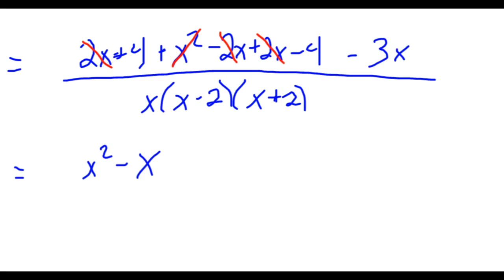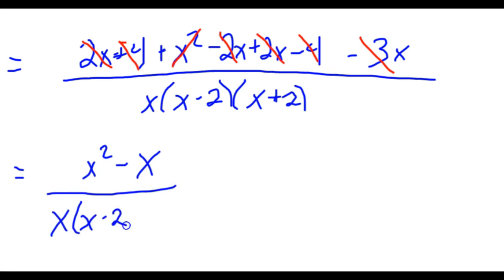Now those terms are done. We have a positive 4 and a negative 4. Those cancel out. So what we're left with is x squared minus x in the numerator, and the denominator we have x times x minus 2 times x plus 2. At this point, we want to see if there is anything we can simplify from the numerator and denominator.